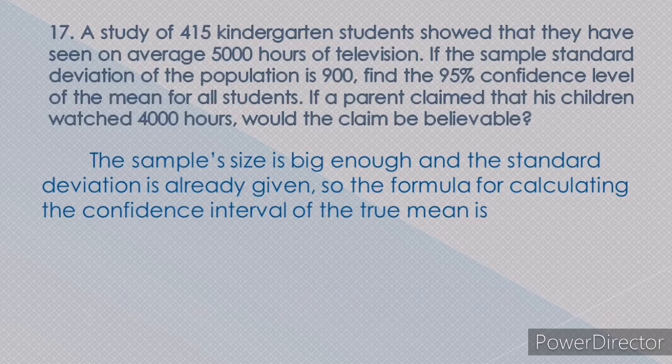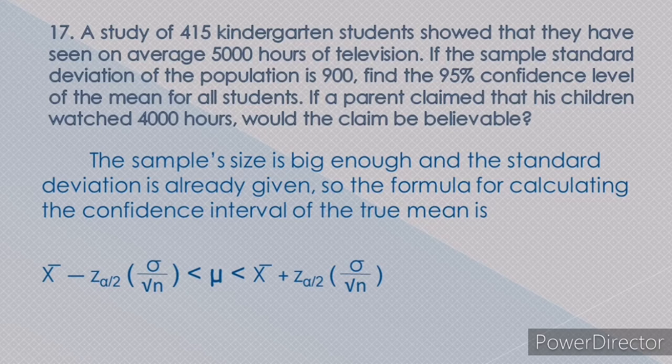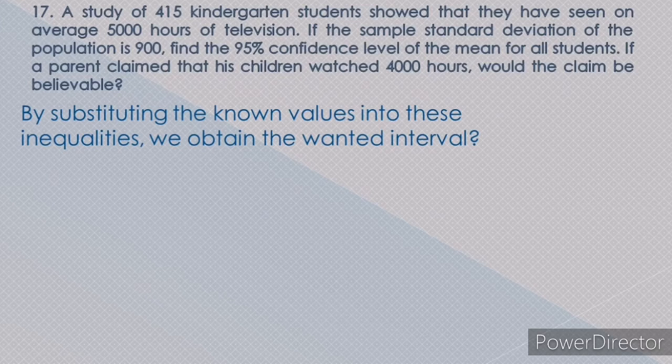The sample size is big enough and the standard deviation is already given. So the formula for calculating the confidence interval of the true mean is: the mean is in between the sample mean minus z sub alpha over 2 multiplied by sigma over square root of n, and the sample mean plus z sub alpha over 2 multiplied by sigma over square root of n. By substituting the known values into these inequalities, we obtain the wanted interval.